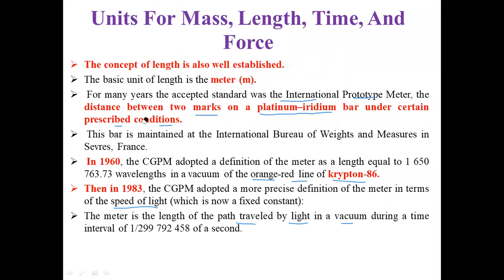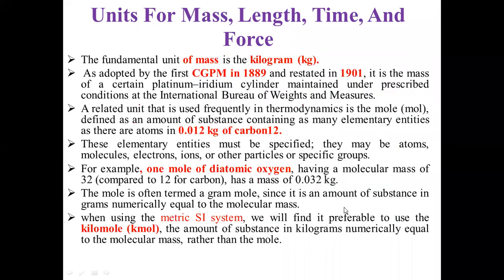Just a minute, I have to erase this part and I will move towards the next part. So the fundamental unit of mass is the kilogram, as adopted by the first CGPM in 1889 and restated in 1901. It is the mass of a certain platinum iridium cylinder maintained under prescribed conditions at the International Bureau of Weights and Measures.